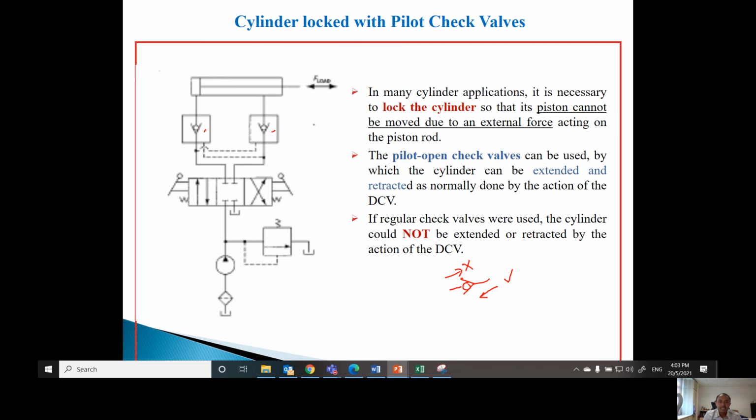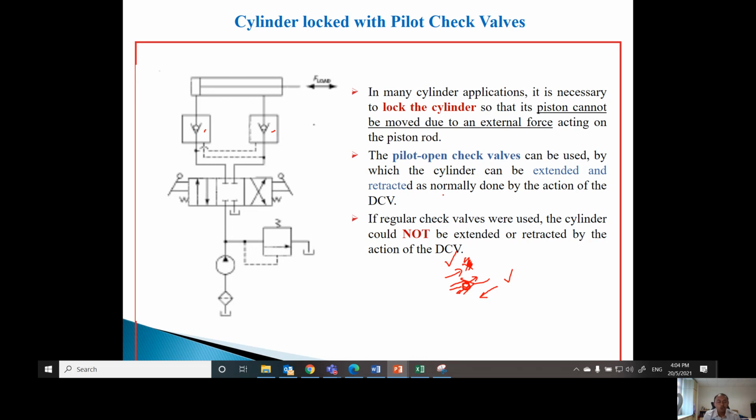But a pilot open check valve has a special feature, where in this case you can also allow the flow in this direction because you have the pilot line, and the pilot line will help to push this ball a bit to the side, and then the flow can go through. I hope you can imagine. That is the difference between the normal check valve and the pilot open check valve.